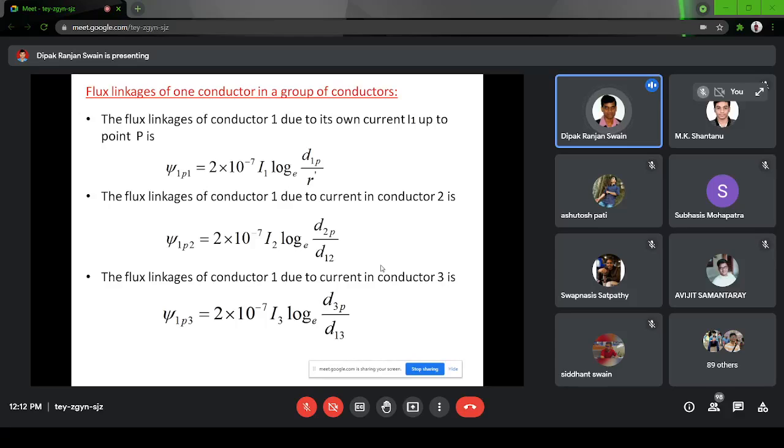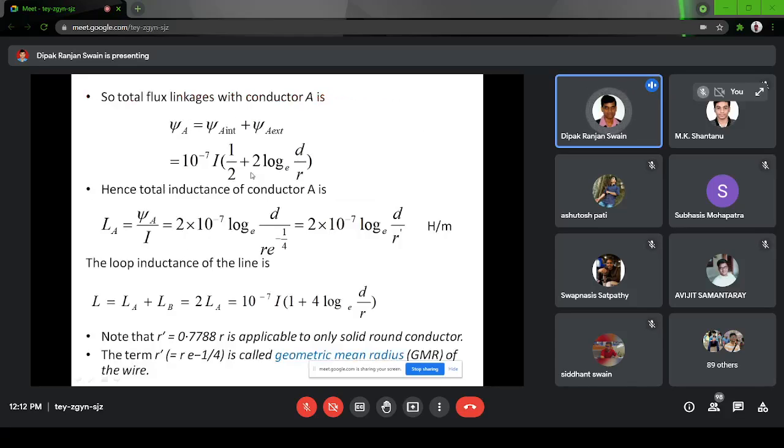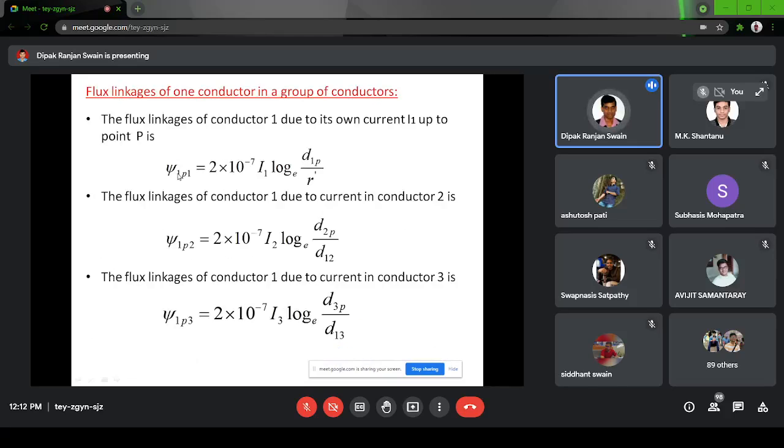Now this is for a group of conductors. In the previous case we only had 2 conductors. If you have more than that, or a group of conductors, this is how you will do the calculation. For each of the conductors, we will calculate the flux linkage using that formula. What is the formula here? What is the flux linkage? Total flux linkage is 2 into 10 to the minus 7 d by r dash. So like that, if you have more than 2 conductors, d1p by r dash, d2p by r dash, like that. Let us say you are calculating at a point p, so all the distances will be to the point p.